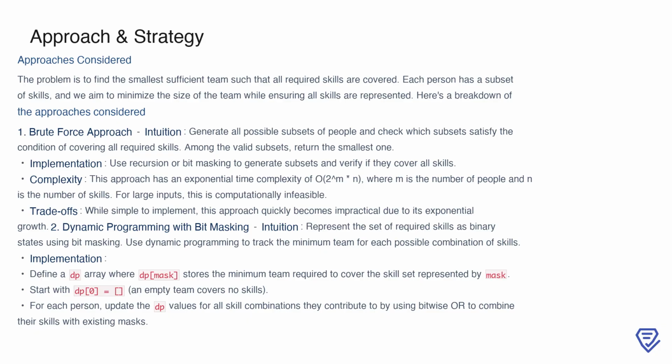Another option is to use dynamic programming with bit masking. In this approach, we represent skill sets as binary states and use a dynamic programming table to track the minimum team required for each combination of skills. For implementation, we define a DP array where each entry corresponds to a skill mask. For example, dp[mask] gives the smallest team that can cover the skills represented by that mask. We start with dp[0], which represents no skills and an empty team. For each person, we update the DP values by combining their skills with existing masks using a bitwise OR operation. This ensures we systematically build up solutions for all possible skill combinations.